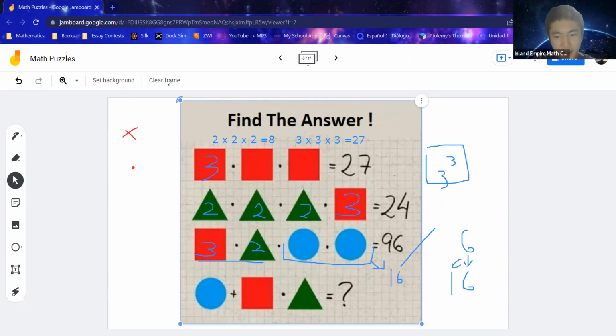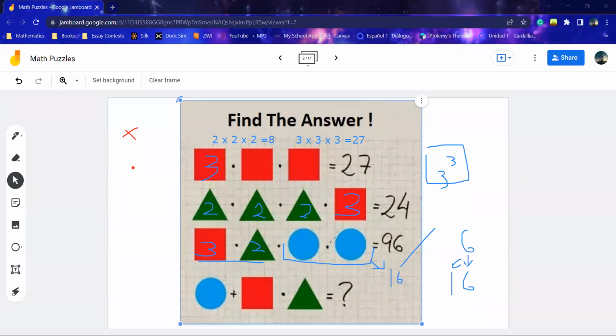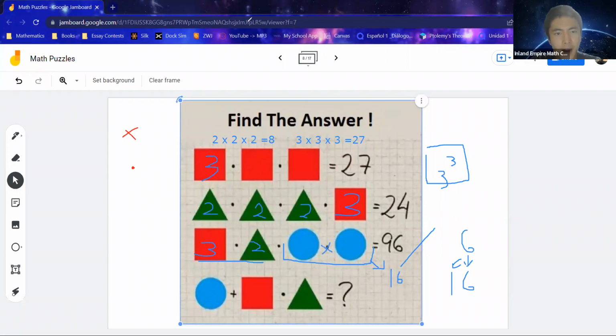Loy claims that it is 8. Remember, Loy, this is multiplication. So does the circle equal 4? That's right. Loy, I think you're still thinking of the dot as addition, and indeed, if it was addition, it would be 8, right? Because 2 circles added together is equal to 16. So, right, you got it. Bingo. 4 times 4 equals 16.